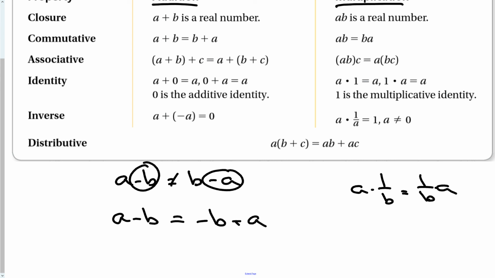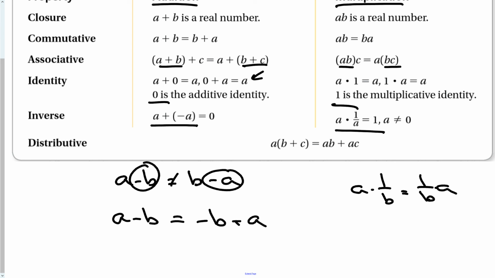As far as the associative property is concerned, the thing inside the parentheses has to be different, and we're basically just saying that you can do them in any order that you want. Again, the two special numbers here: 0 is the additive identity because when you add 0 to something, you go back to where you started. 1 is the multiplicative identity because when you multiply something by 1, you go back to where you started. Inverses for addition are opposites. Inverses for multiplication are reciprocals.